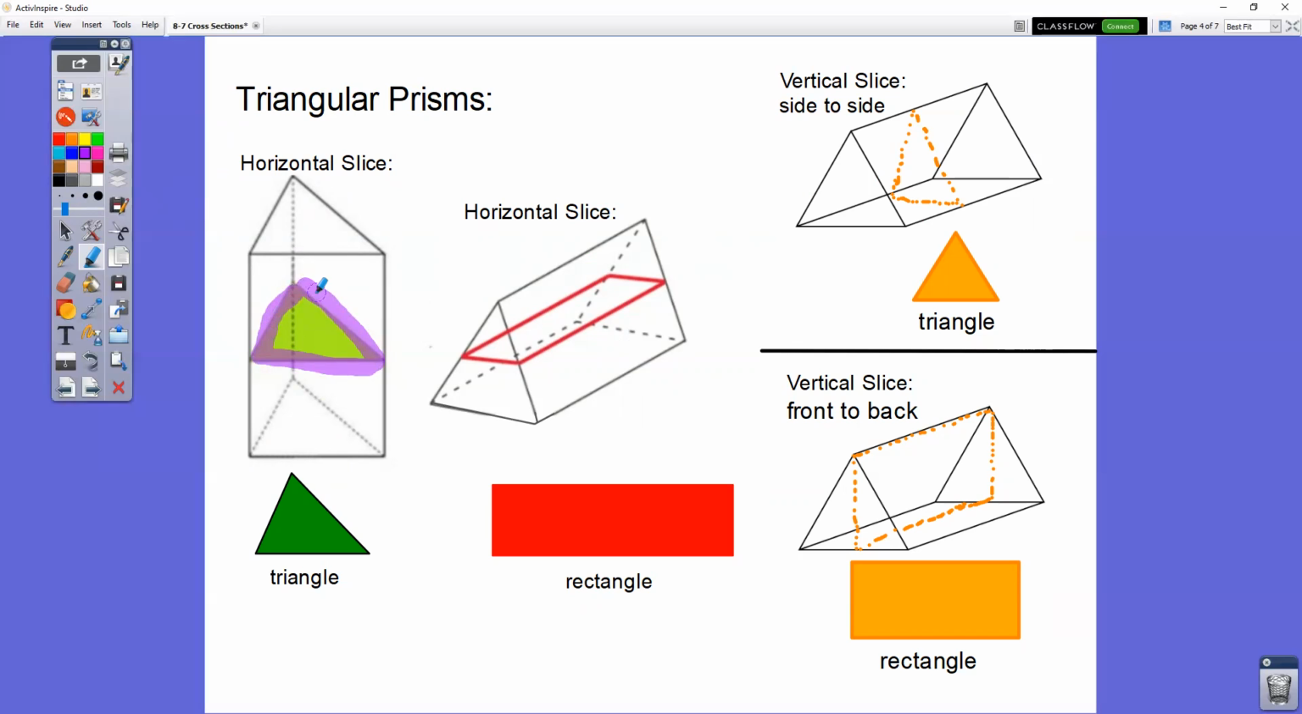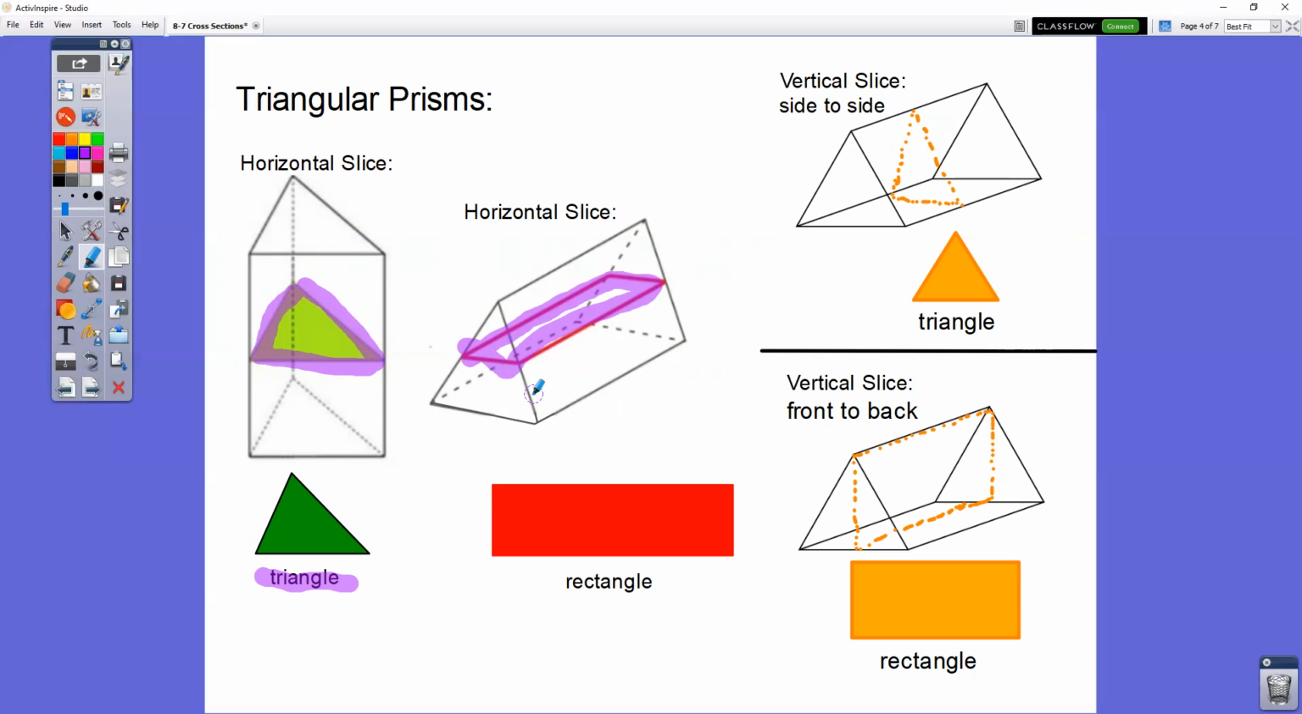When we cut it right in the middle and we open it up, we would see a triangle, because you have a triangle at the top and a triangle at the bottom. If we did a horizontal slice, meaning that we cut it side to side like that, remember horizontal is side to side. If we cut it along this red right here and you opened it up, what shape would you see? Because we have a rectangle on the bottom, when we cut it open there, you would still see a rectangle. The rectangle would be smaller, but you would still see a rectangle.